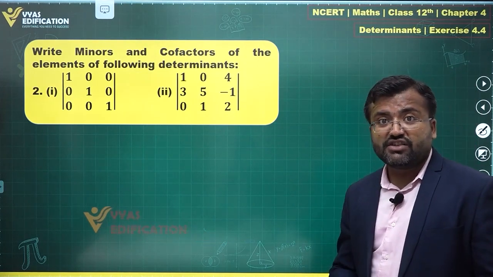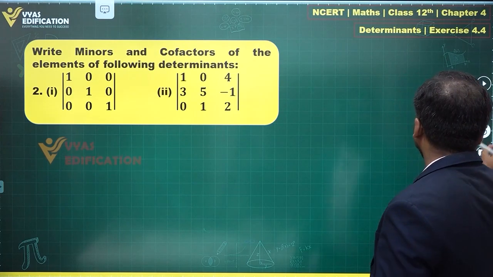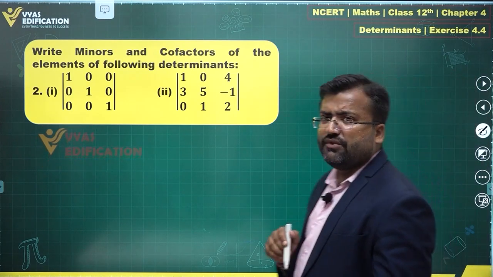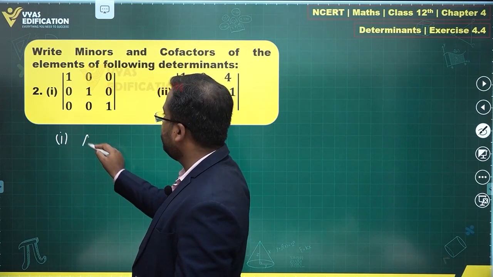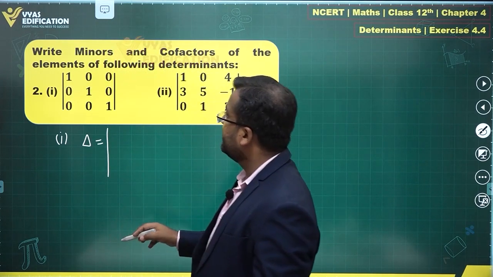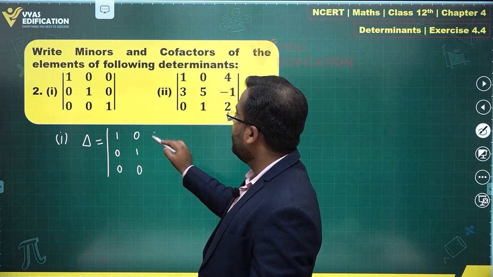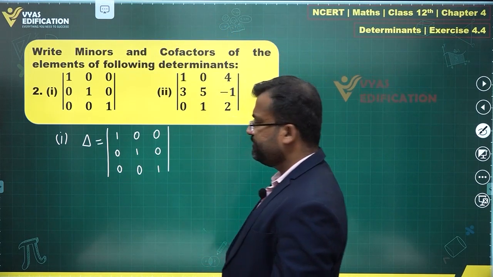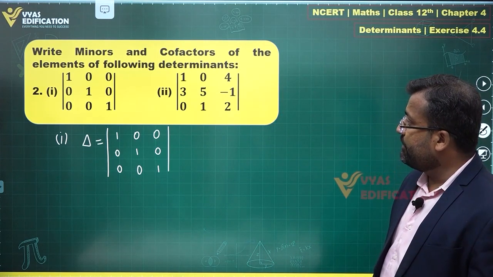We are supposed to write the minors and cofactors of each element present over here. Okay, let's try to do that one by one. Let's solve the first part first of all. In the first part, delta is equal to this determinant 1 0 0, 0 1 0, and 0 0 1. It looks pretty simple. Minors, let's try to find the minors one by one.